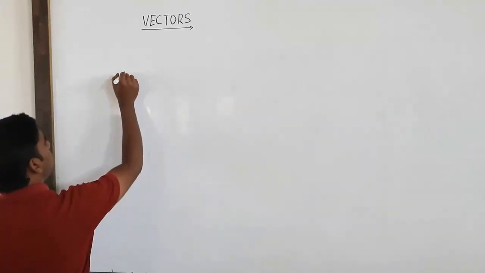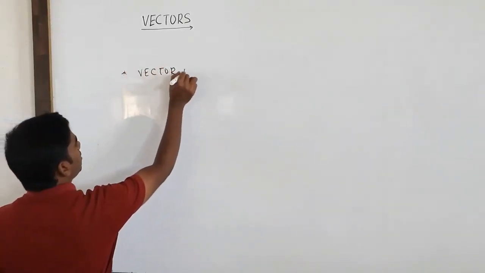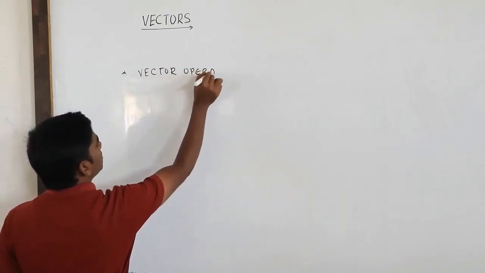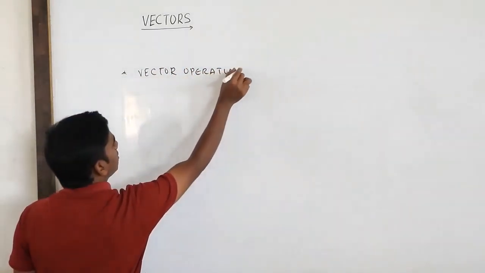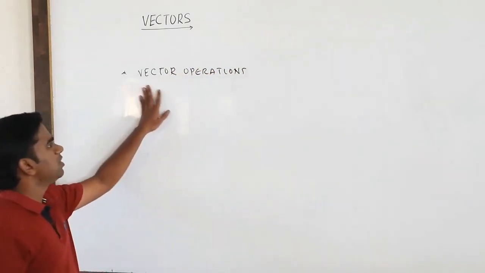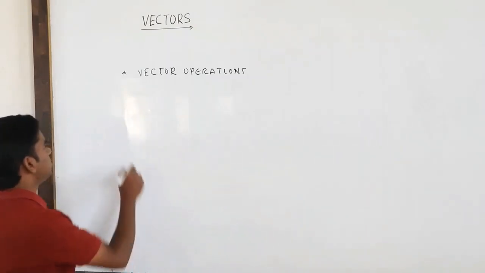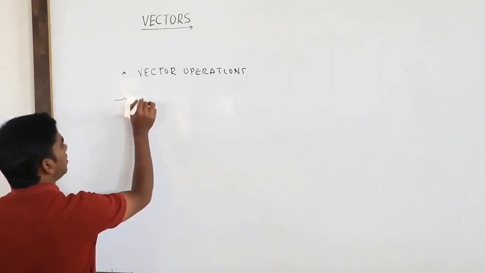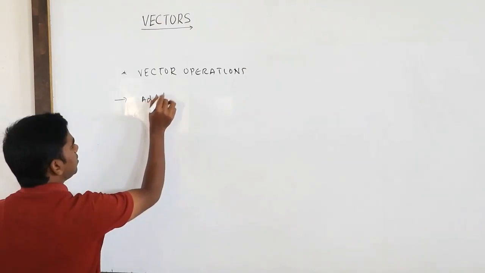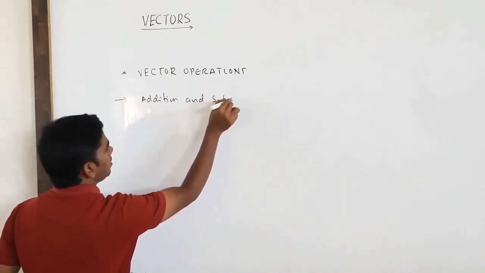So next we'll go to vector operations. Vector operations doesn't mean that we have to operate on some vector. Vector operations means the mathematical operations possible with a vector. One is addition and subtraction. They are almost similar.